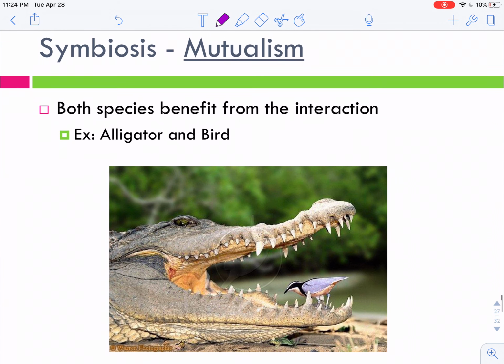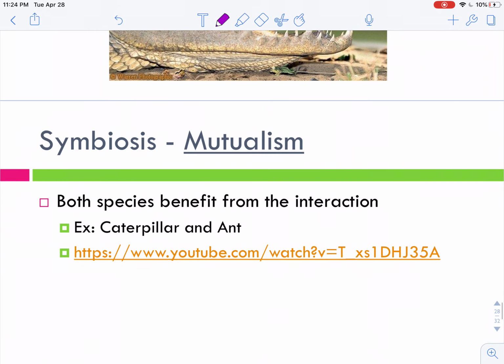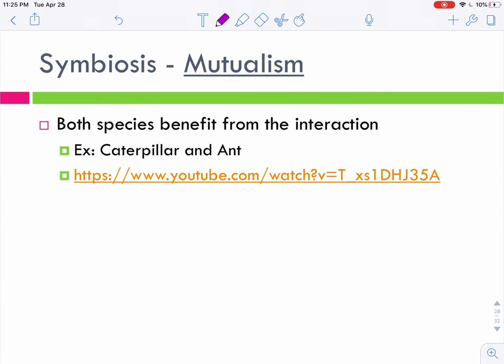Another good example of mutualism is this alligator and bird. The alligator does not eat the bird. Instead, it opens its mouth and lets the bird eat out of the alligator's mouth, and that causes the alligator's mouth to be more clean. So it's good for the alligator because its mouth gets more clean. It's good for the bird because the bird gets food. Mutualism, good for both.